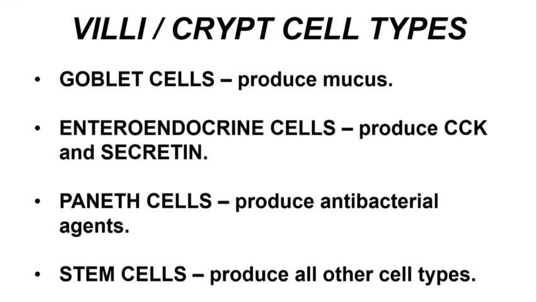The Paneth cells produce agents that kill microorganisms within the small intestine. In particular, they kill bacteria. And there are also populations of stem cells, that is, relatively unspecialized cells that undergo mitosis. Some of these stem cells will become more specialized cell types, such as the ones we just discussed.